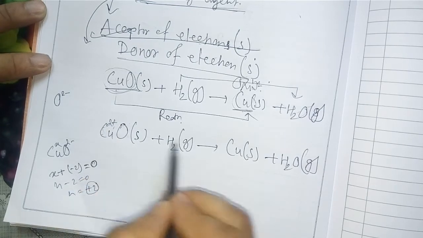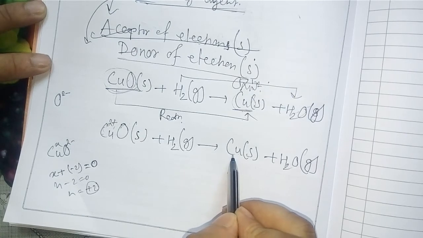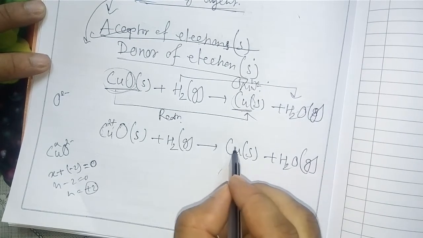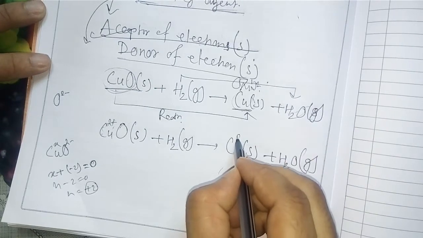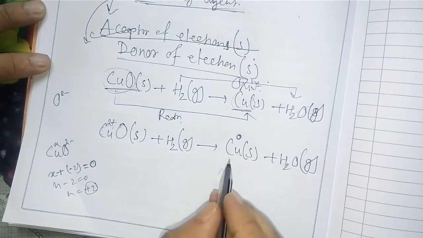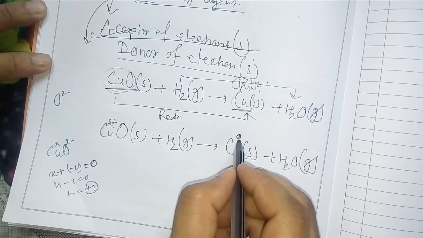Now you have to see that here also copper is there. If it is in the elementary state, free state, or uncombined state, then the oxidation number of any element or molecule is 0, because it is in the elementary or free state. That's why this one is 0.